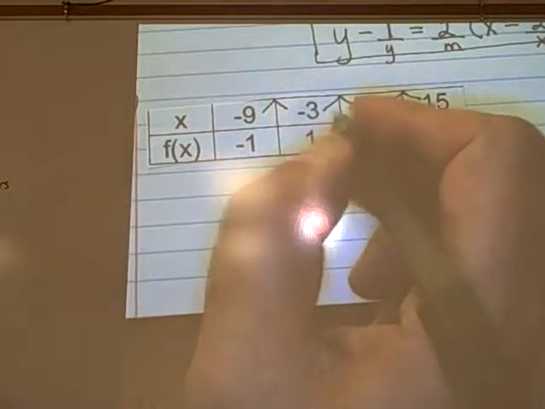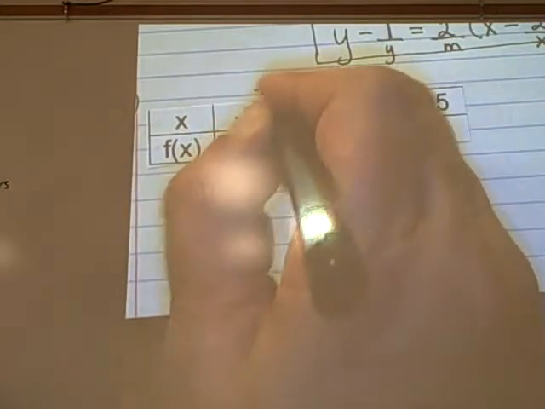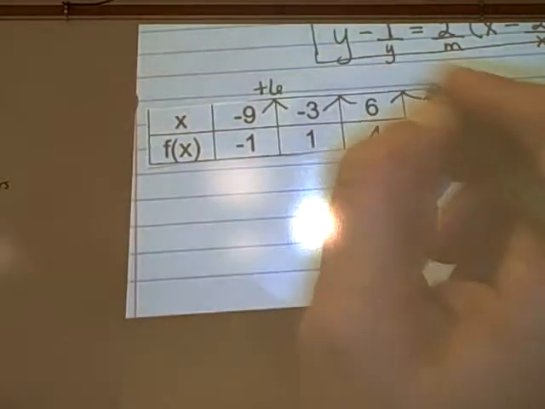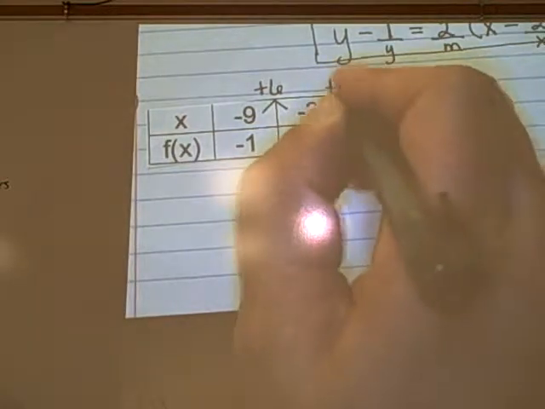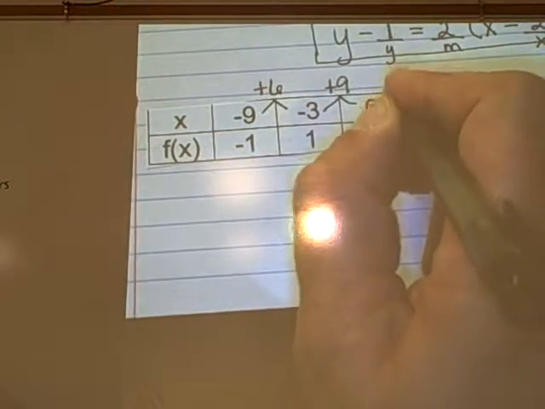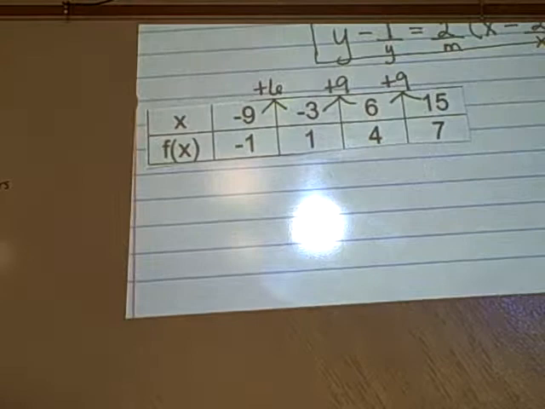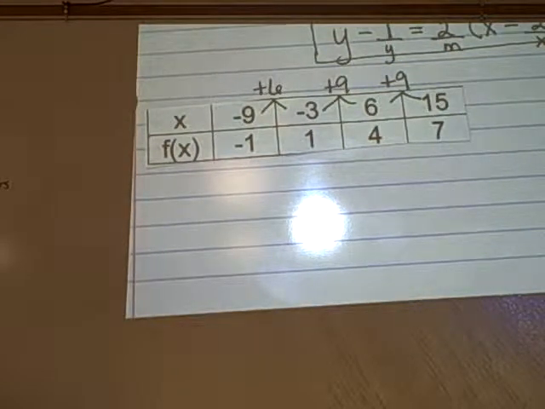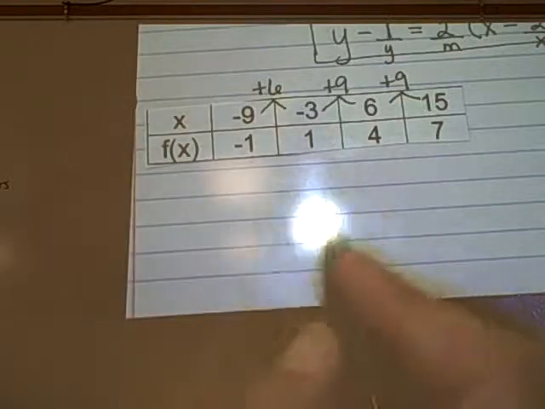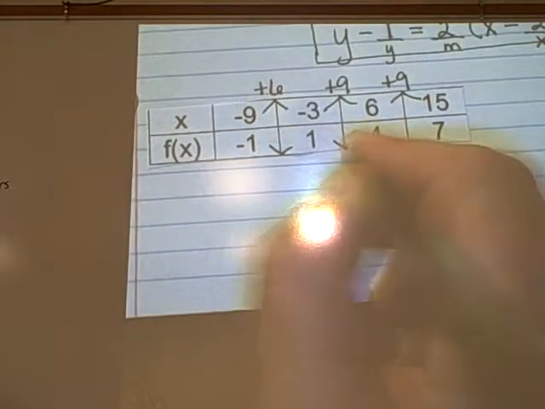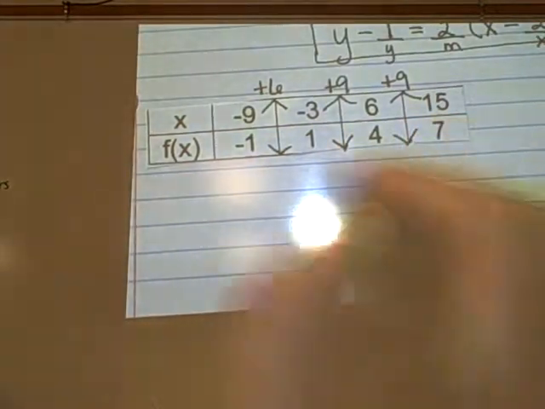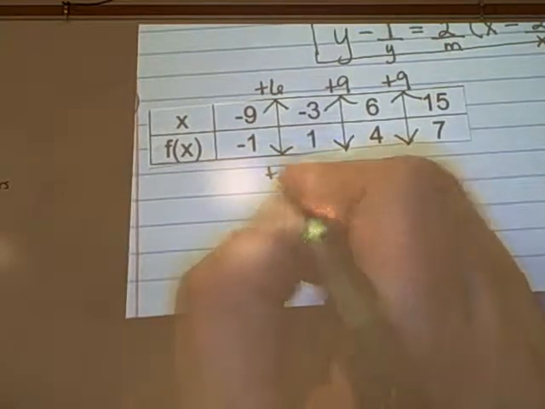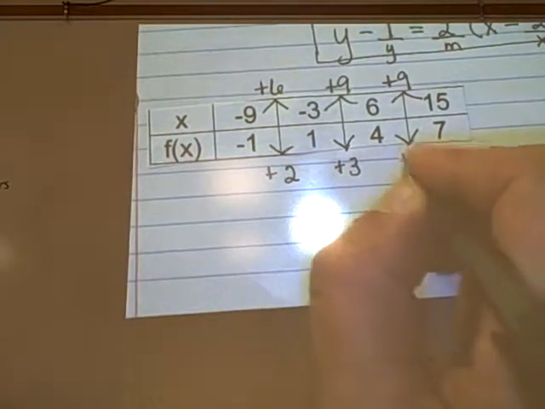From -9 to -3, you're adding 6. From -3 to +6, you're adding 9. And from 6 to 15, you're adding 9. This is no correlation. No, this one has a slope, so they all reduce to the same. We did this one last time. This one's +2, +3, +3.